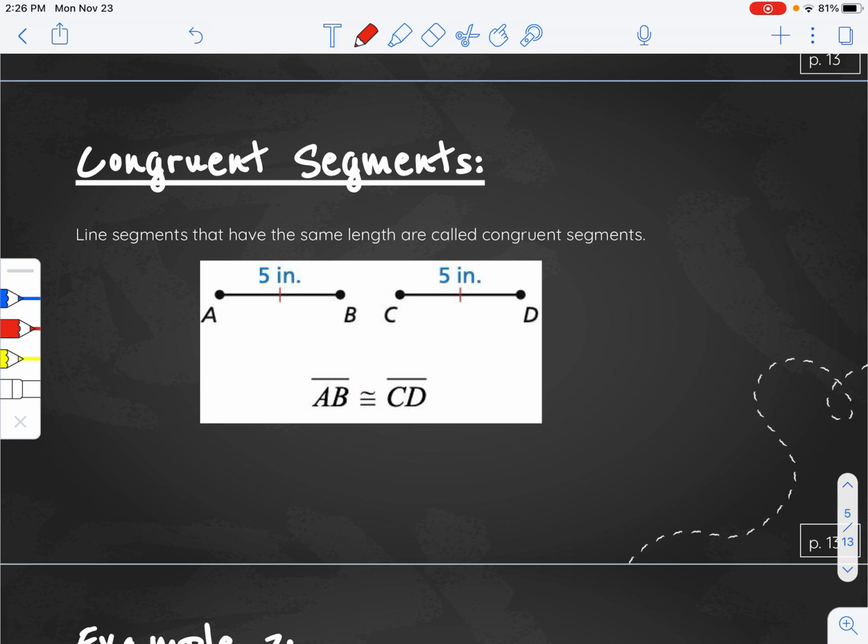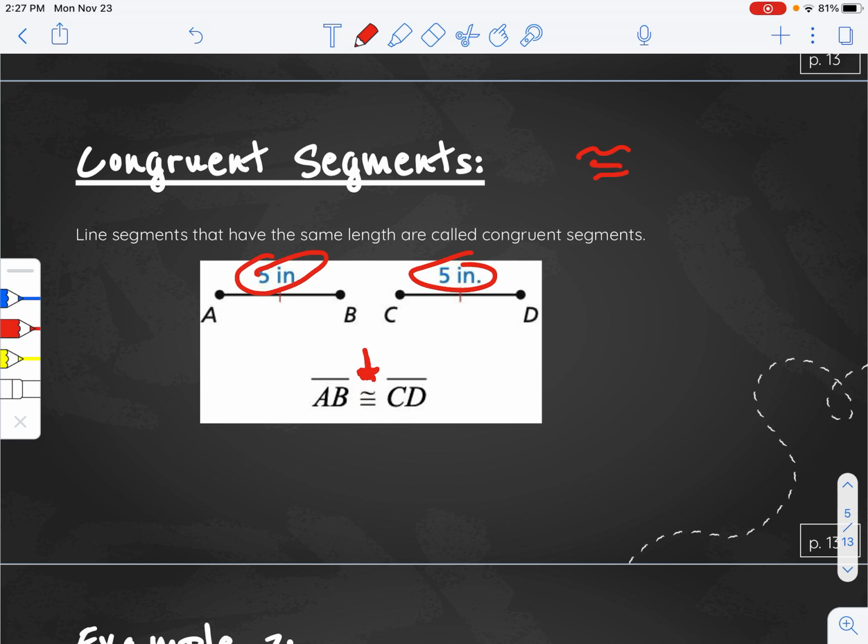Line segments that have the same length are called congruent segments. That should not be a shocking statement. And how we represent the word congruent is right here, the equal sign with the squiggly line on top. When we see the word congruent, we really should think equal, right? AB is equal to CD. They both have a length of 5.